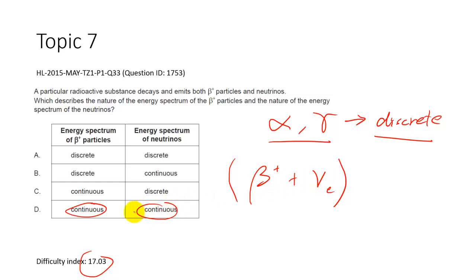The idea of why it's continuous is actually due to the production itself. When you have alpha or gamma, that's the only thing that they produce, as in for beta and also the neutrino, then they may have a different combination of energy, and therefore because they produce the two things at the same time, therefore they are both continuous.